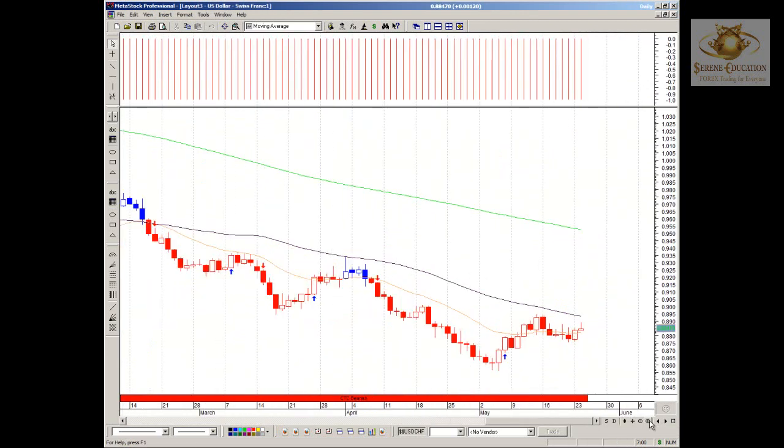Next up is the US dollar against the Swiss franc. Just looking at the daily, you can see the US dollar has found a slight bit of support yesterday after a pullback, and we had a bullish engulfing pattern yesterday, literally cancelling out 3 days of indecision.